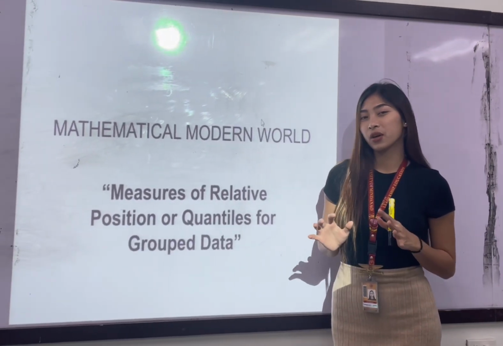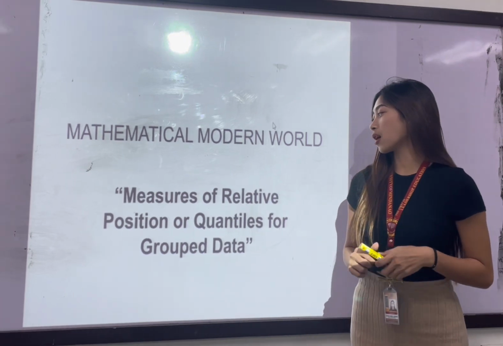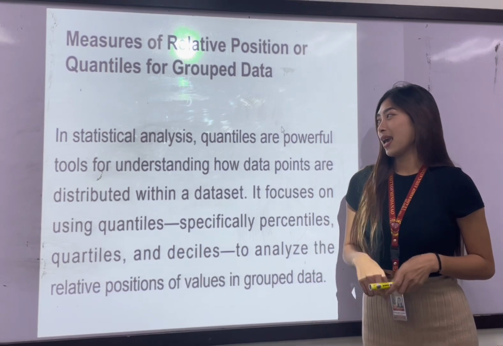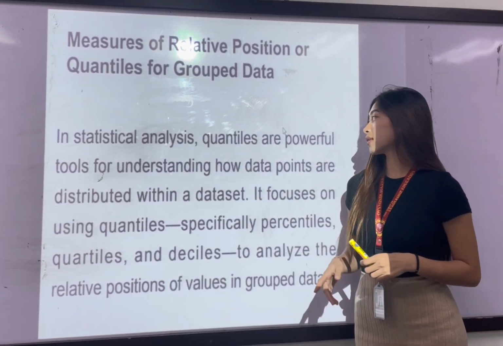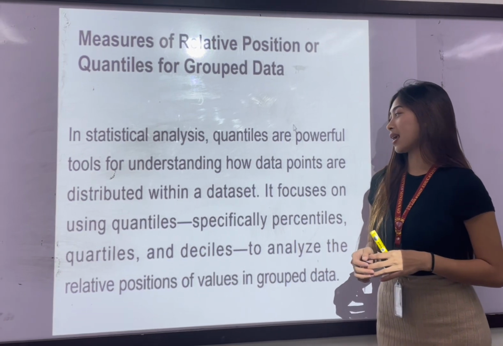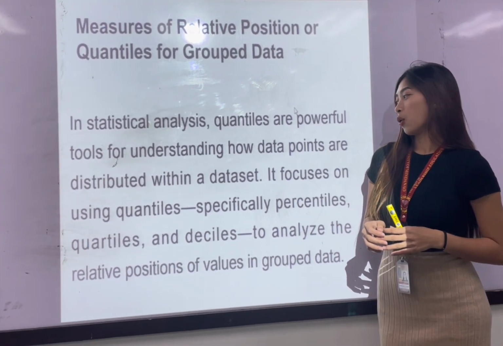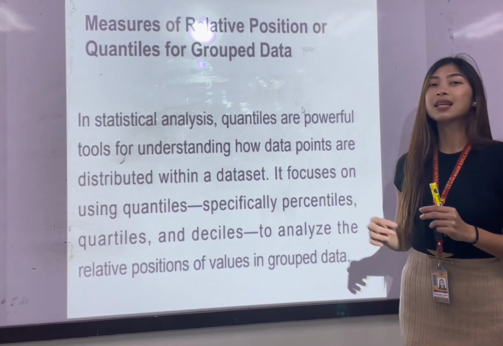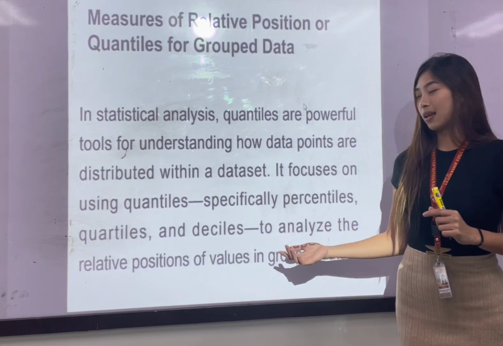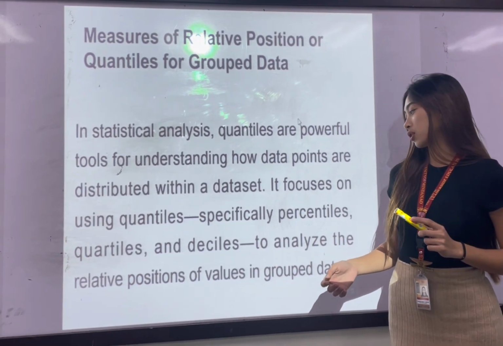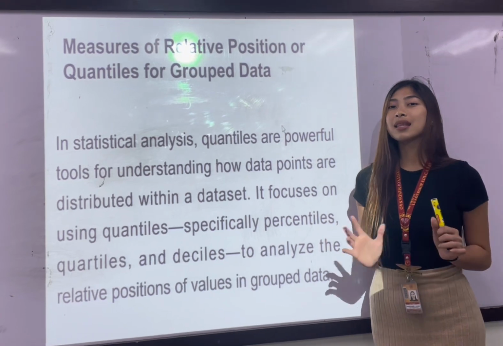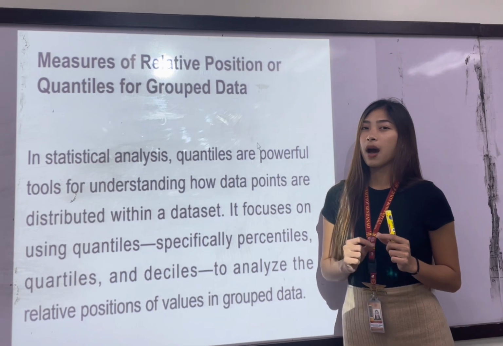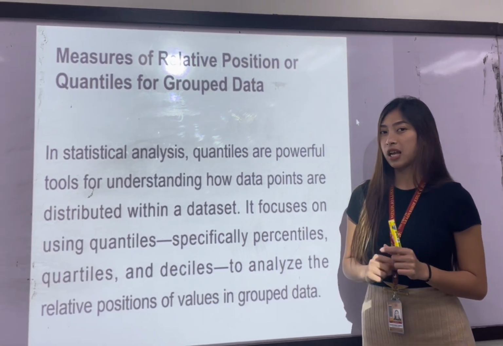So today, I'm going to discuss the measures of relative position, or quantiles, for grouped data. In statistical analysis, quantiles are powerful tools for understanding how data points are distributed within a data set. It focuses on using quantiles, specifically percentiles, quartiles, and deciles, to analyze the relative positions of values in grouped data. Quantiles help divide data into equal parts, allowing us to see where a particular data point stands in relation to others.